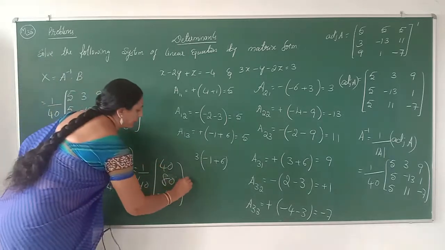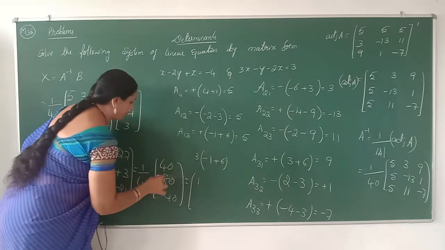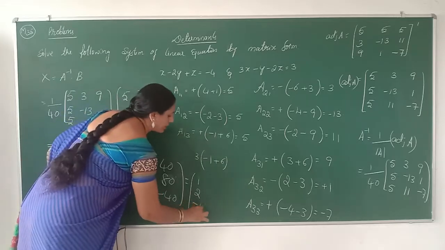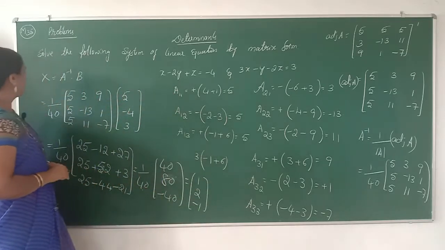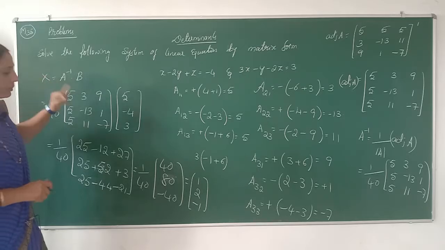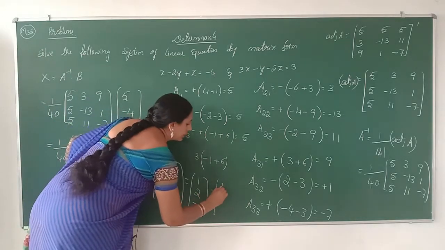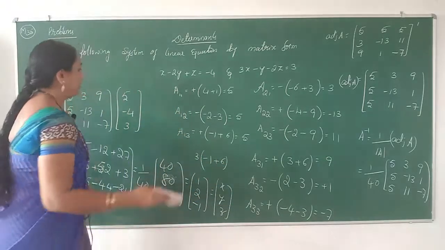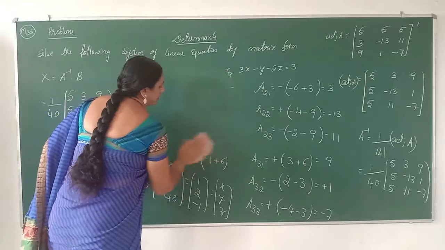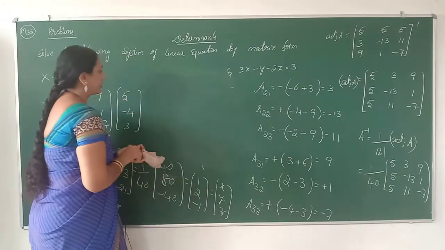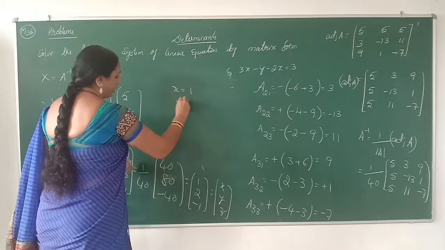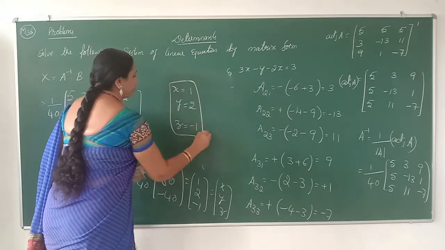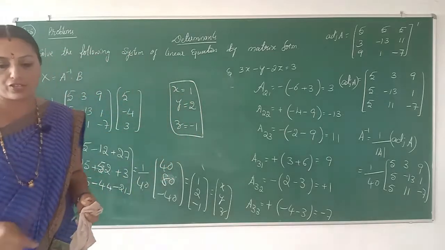So we'll get multiplied by 1 by 40. 40 by 40 is 1. 80 by 40 is 2. Minus 40 by 40 is minus 1. So these are the values of capital X. But capital X is denoted by elements of variables x, y and then z. Therefore, comparing the corresponding elements of the two matrices, the values are x equal to 1, y equal to 2 and z equal to minus 1. Now these will be called the solutions of the equations.